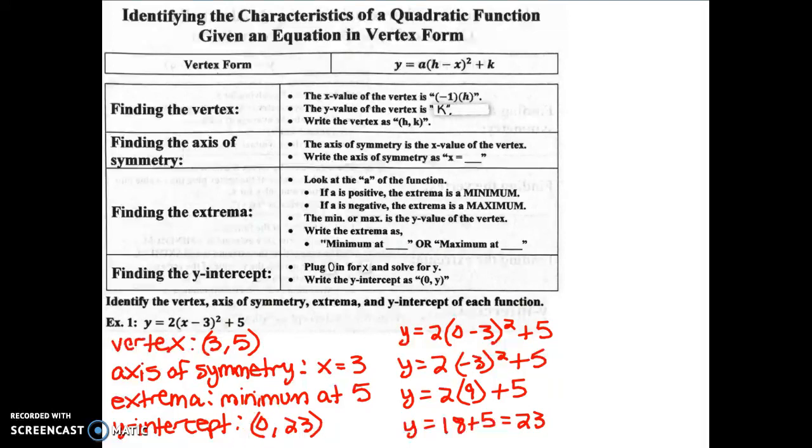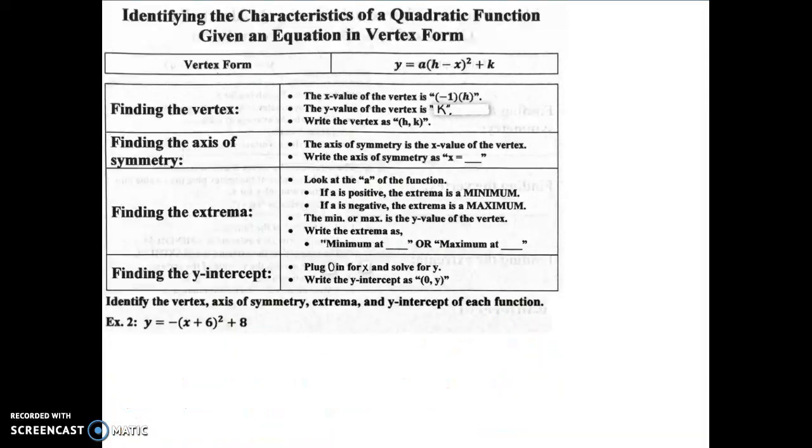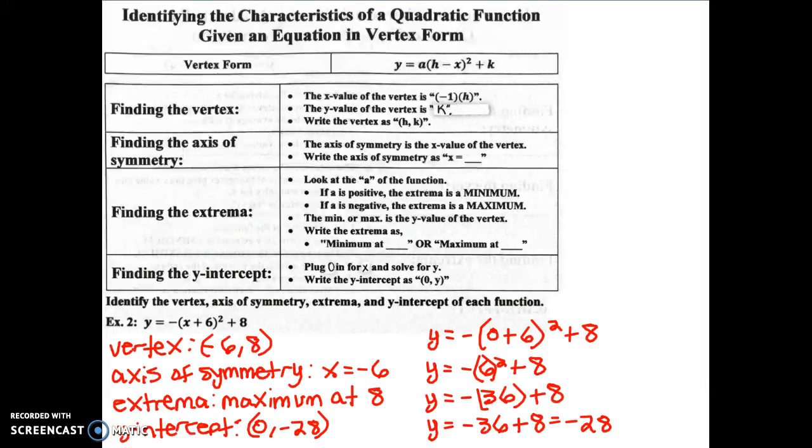All right, so we're going to do the same thing. I want you guys to try example 2 on your own. Press play when you're ready to see what the answer is. For example 2, the vertex should have been negative 6, 8. The axis of symmetry is x equals negative 6. The extrema, there's a maximum at 8. And for the y-intercept, you should have gotten 0, negative 28.